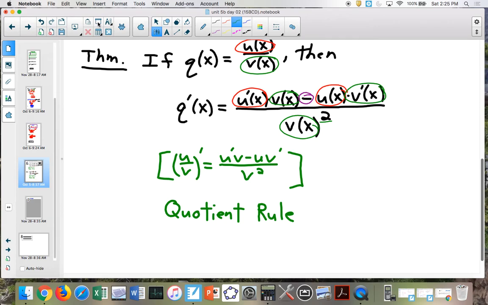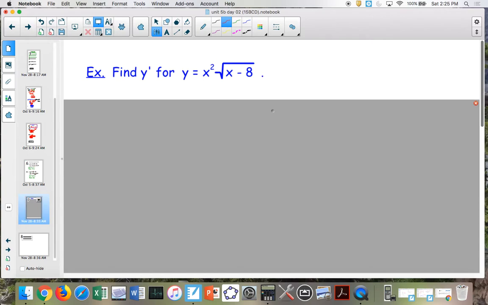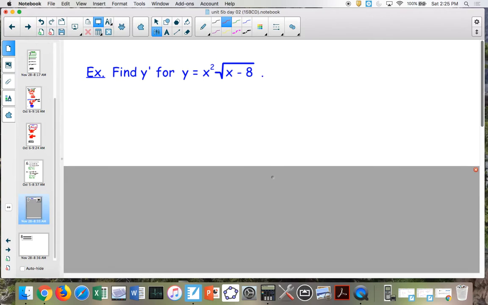Okay, so if that seems a little confusing, let's just do a couple of examples, and then I think you'll see it's actually quite easy to do. So, let's find the derivative for y equal x squared times the square root of 8 minus x. We're multiplying two functions here. So, I'm going to write this over here. It's going to be u prime v plus uv prime. That's going to be what y prime is equal to.